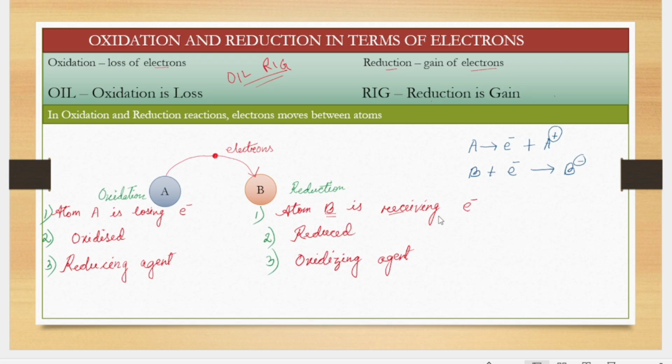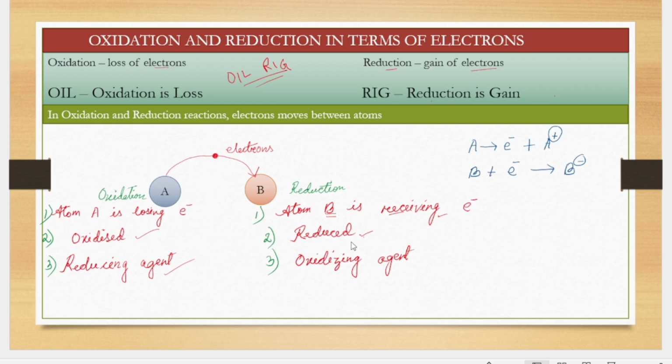And atom B is undergoing reduction because it is receiving the electrons, gaining the electrons. So A is oxidized and B is receiving electrons, so we can say B is reduced. When A donates electrons to B, it is the reducing agent, because we are donating electrons from A to B.